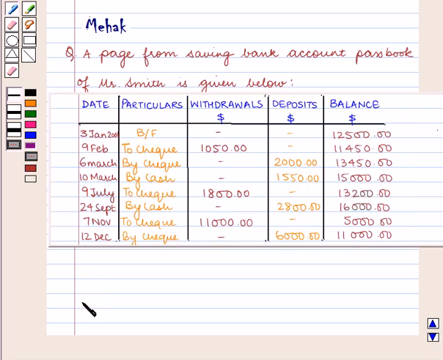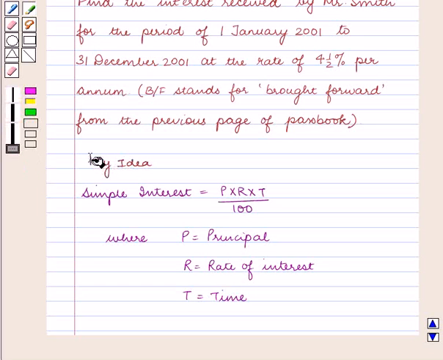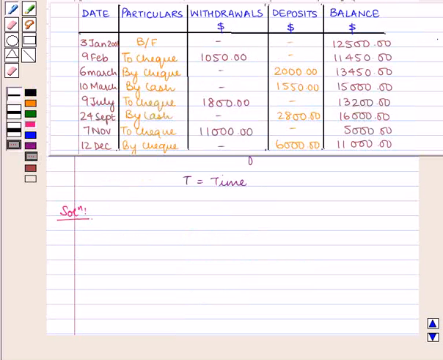We know that simple interest is equal to P into R into T upon 100, where P is equal to the principal, R is equal to the rate of interest, and T is equal to time. With this key idea, let us proceed with the solution. First, we shall calculate the principal for 1 month and then we will calculate the interest for the required period of time.